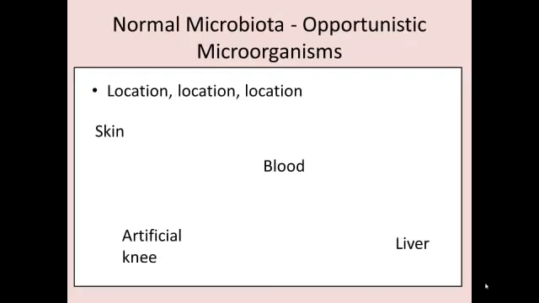Now this brings us to opportunistic microorganisms. It's location, location, location. Your normal microbiota that is being good where it should be, getting where it shouldn't be, and causing problems. Prime example, Staphylococcus epidermidis. You're familiar with our friend SE from lab. Normal skin microbiota. Usually considered commensal. I consider it mutualistic because it's taking up space so the pathogens can't attach.